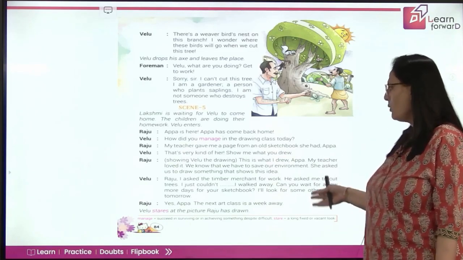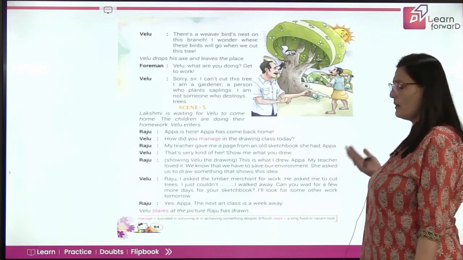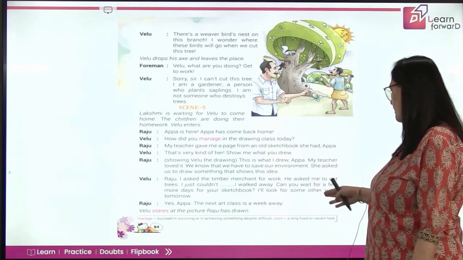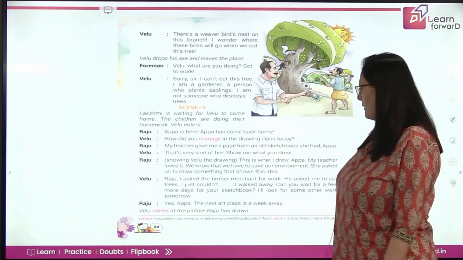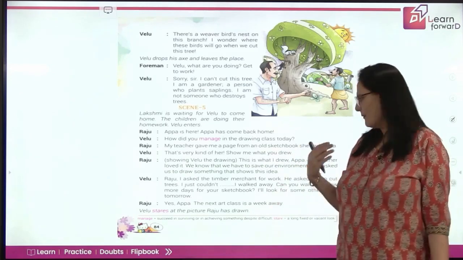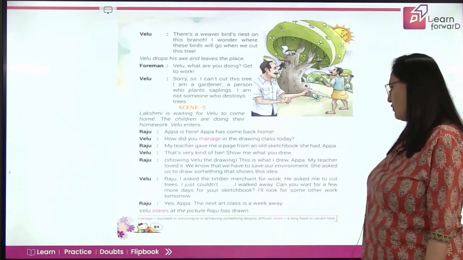So now he was discussing it with his son. Velu: Can you wait for a few more days for your sketchbook? I'll look for some other work. Raju: Yes, Appa. The next art class is a week away. Velu stares at the picture Raju has drawn.